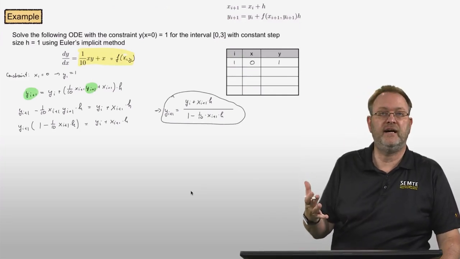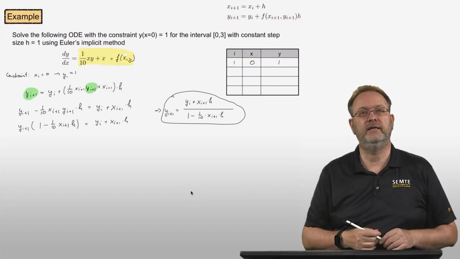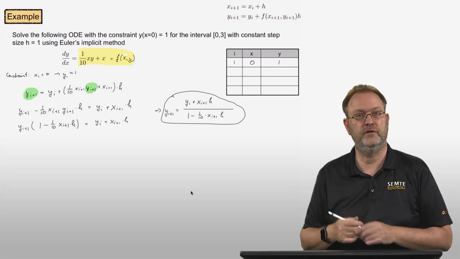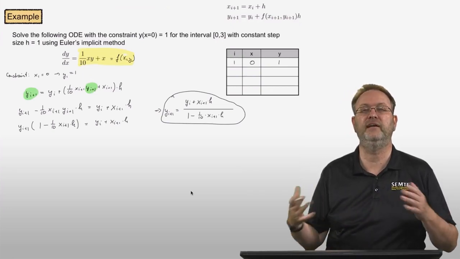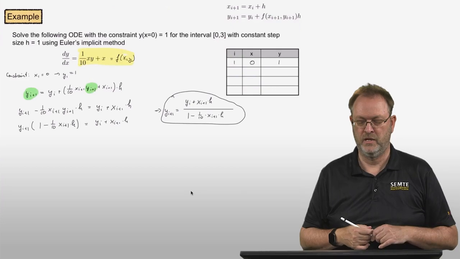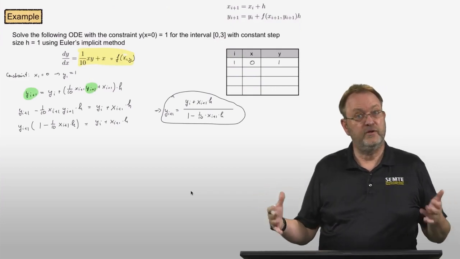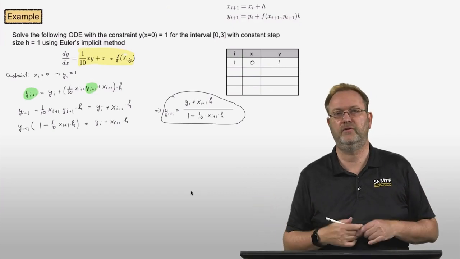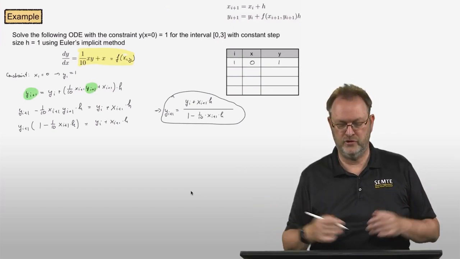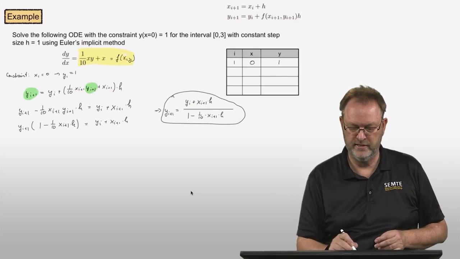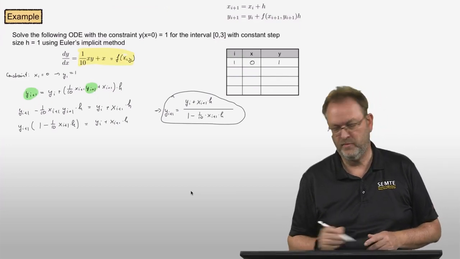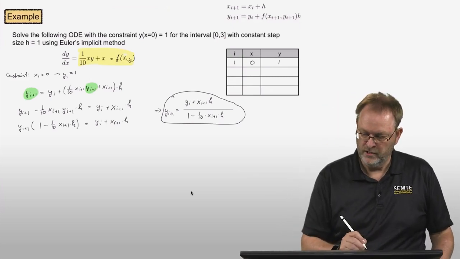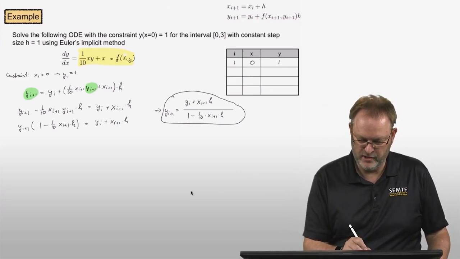And I was fortunate enough that the right-hand side of the ODE is simple enough that I can find this analytical solution. I can do these algebraic manipulations to find out what is yi plus 1. If the right-hand side of the ODE is more complicated, well, then we'll have to use some numerical technique to find the root of this update equation here. But here we were able to find this formula. So let's jump in and do our work.